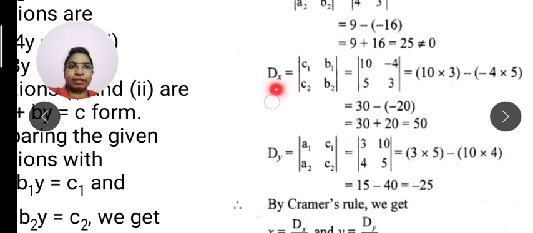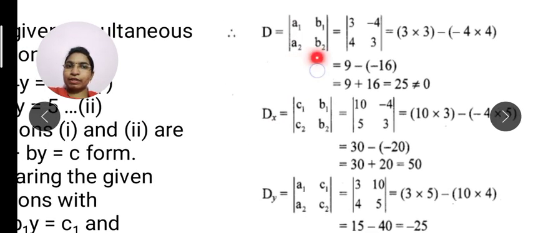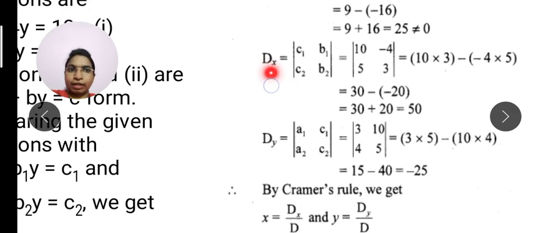Now second, Dx. This is just a remembering trick. When you are finding D, use the coefficients of x and y. When you are finding Dx, you have to skip the coefficient of x. Again I am repeating it: when you are finding Dx, you have to skip the coefficient of x. Instead of the coefficients of x, you have to write c1 and c2. This is for remembering the formula. Now after writing c1 and c2, then b1, b2.